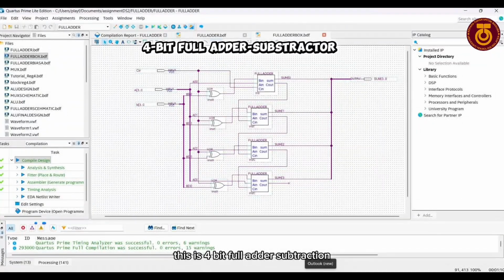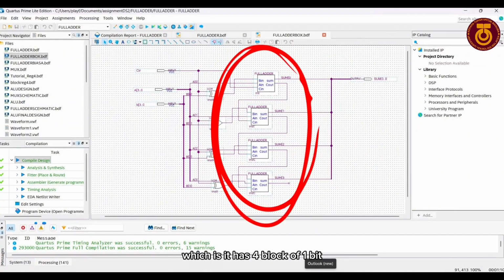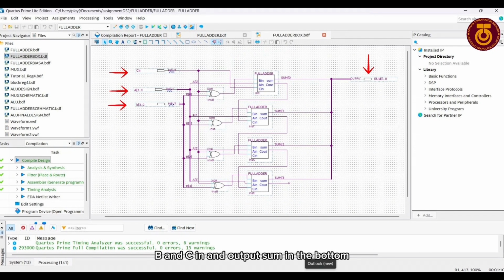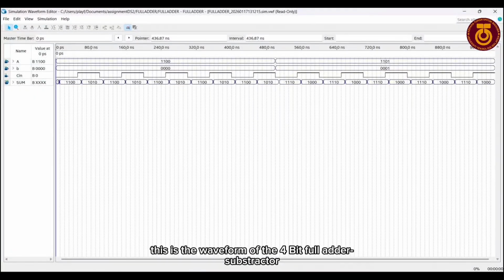This is the 4-bit full adder subtractor, which has 4 blocks of 1 bit. We get the block by converting the 1-bit full adder circuit into a block diagram. It has two inputs A, B and C in, and output sum. At the bottom, we can see that C out is ignored. So this is the waveform of the 4-bit full adder subtractor that we ran in Quartus Prime.